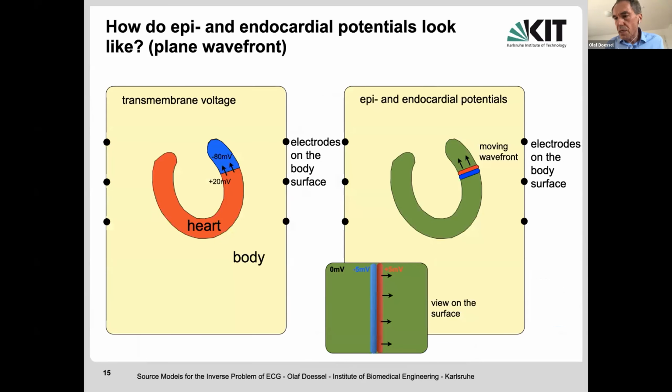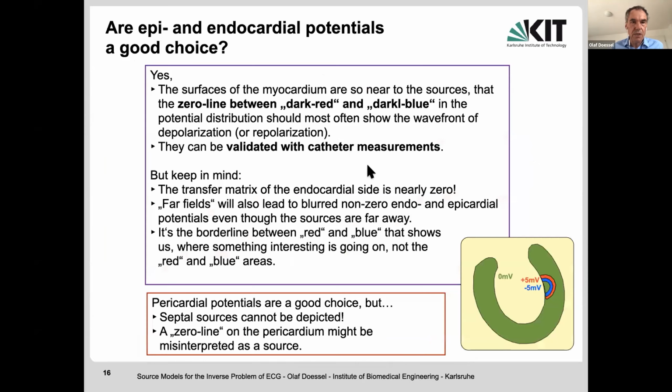So, in the discussion, how good a source are epi and endocardial potentials? On this side, I have the transmembrane voltage. On this side, I have the epi and endocardial potentials. And of course, you can see the wavefront also in the epi and endocardial potentials, but you can also see far fields. Ventricular far fields will also lead to signals on the other side, and that's not where the sources are.